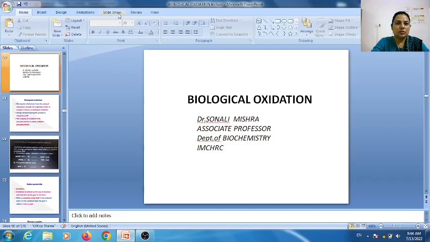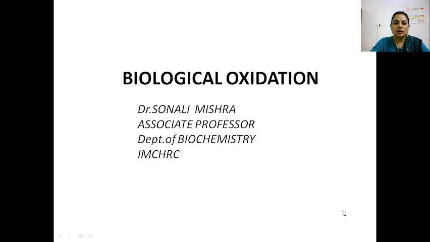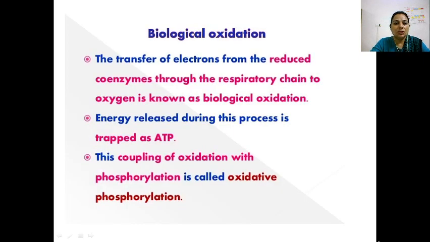Good morning. Today's topic for lecture is biological oxidation, oxidative phosphorylation. Biological oxidation is the transfer of electrons from the reduced coenzymes through the respiratory chain to oxygen. Energy released during the process is trapped as ATP. The coupling of oxidation with phosphorylation is called oxidative phosphorylation.